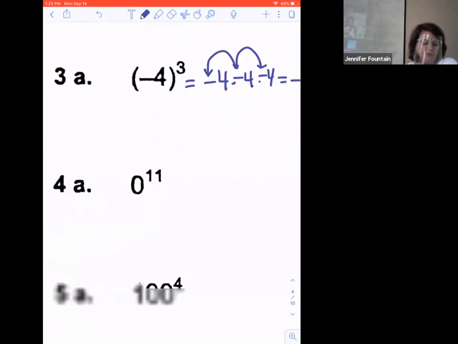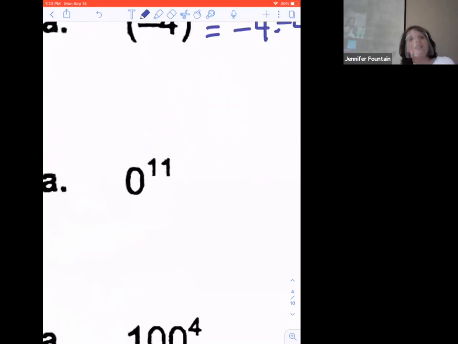All right, let's look at 4A. I have 0 to the 11th power. How many times does that mean I'm multiplying 0? 11. I'm multiplying it 11 times, but it doesn't matter if I'm multiplying it 1 time or 11 times. What's my answer always going to be? 0. Good.